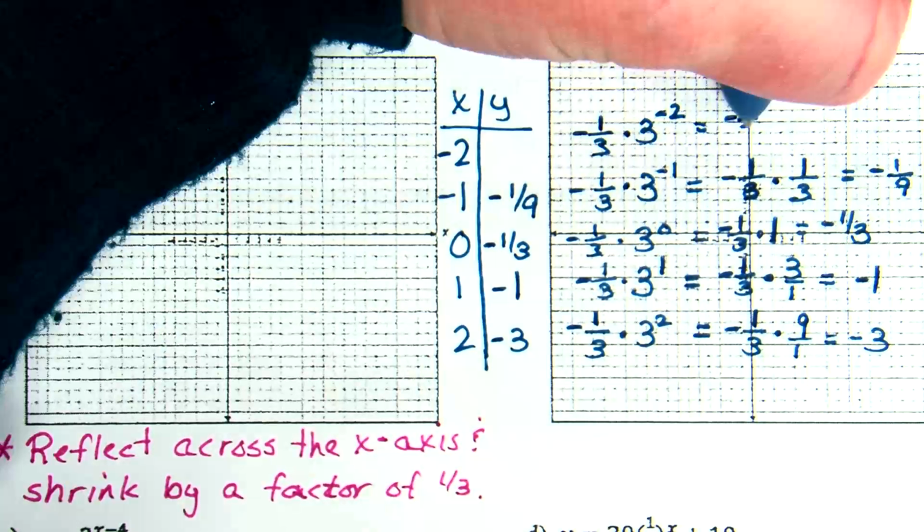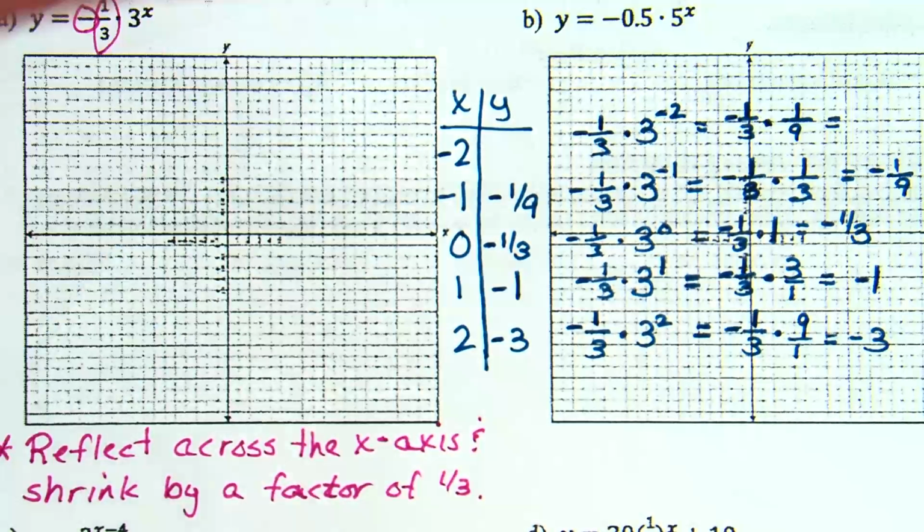And so if I say negative 1/3 times 1/9, that's going to be negative 1/27.